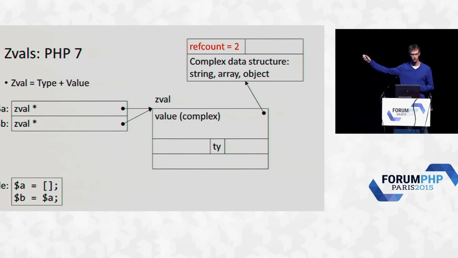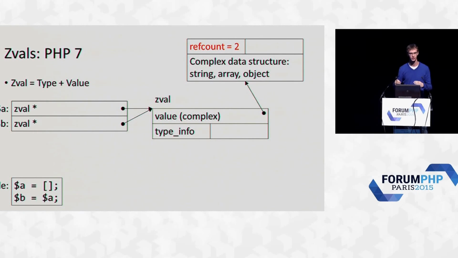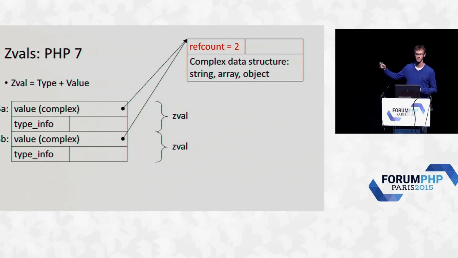This means that the zval structure becomes much simpler, so it's now really only a type and a value and nothing else. And lastly, the zvals themselves are no longer shared, so the end result is something like this. So here each variable has its own zval. Zvals are always separate, but two zvals can still have a shared complex data structure.